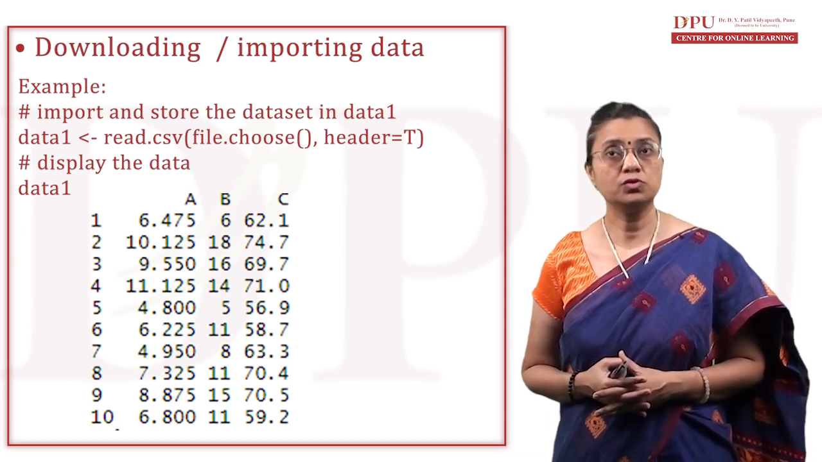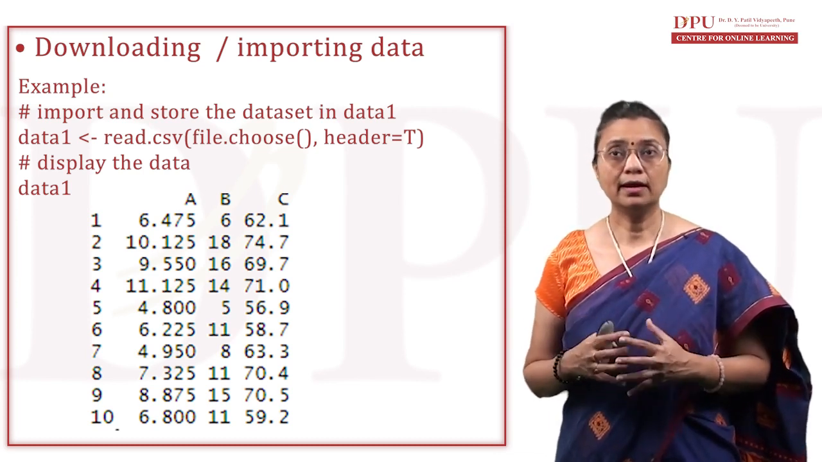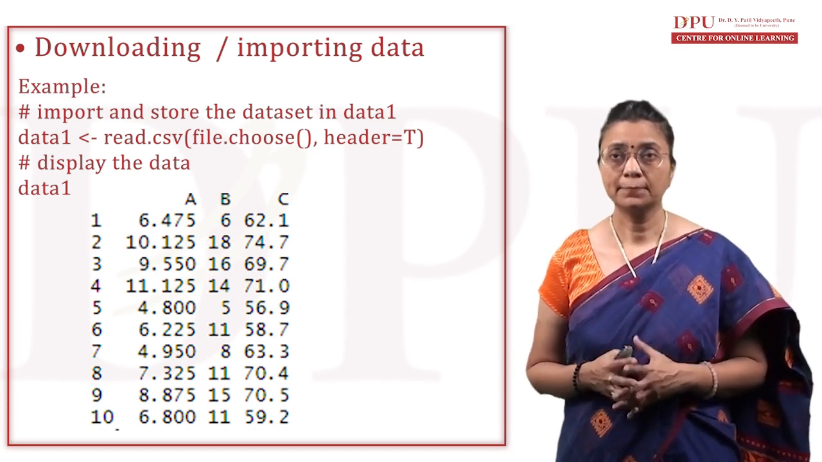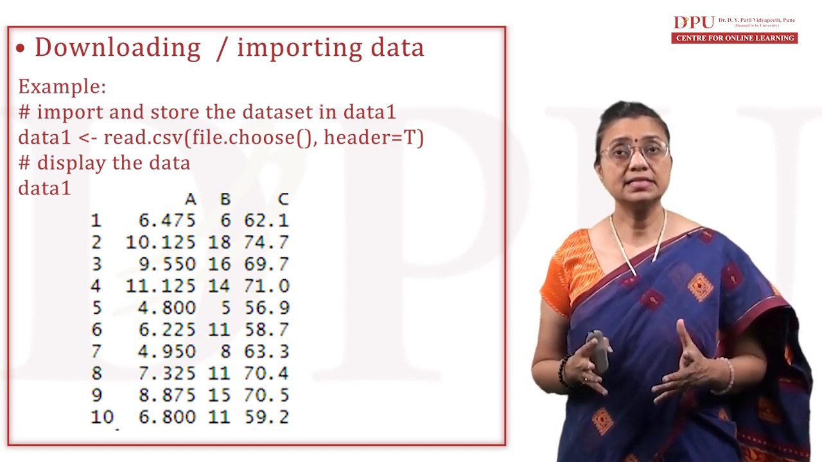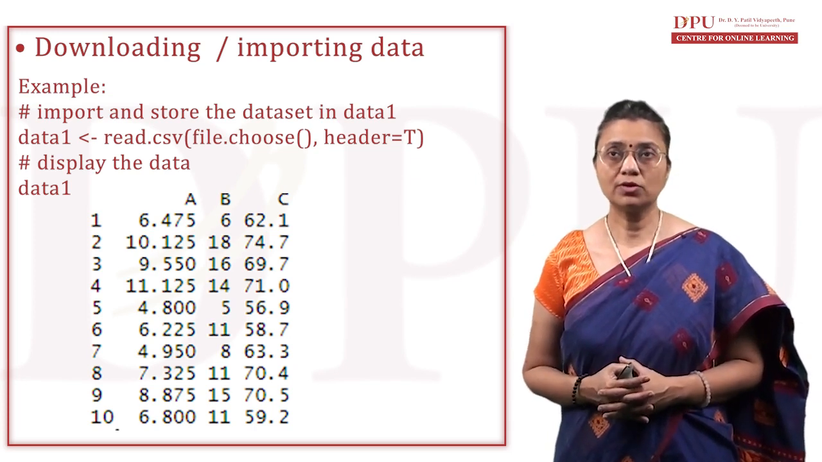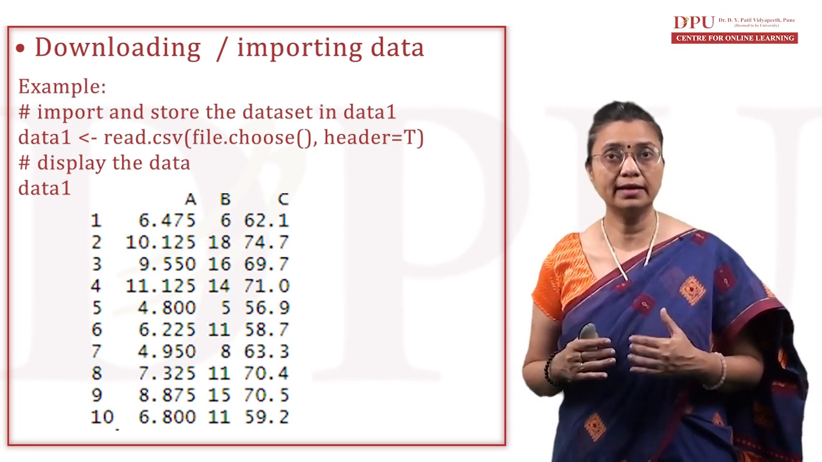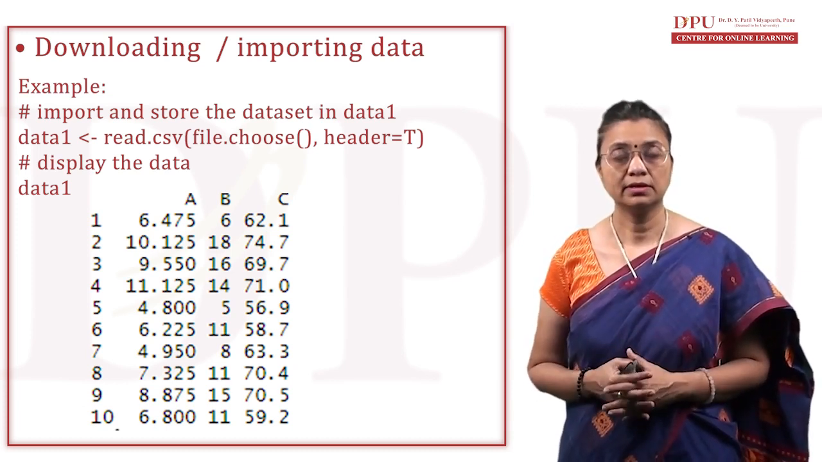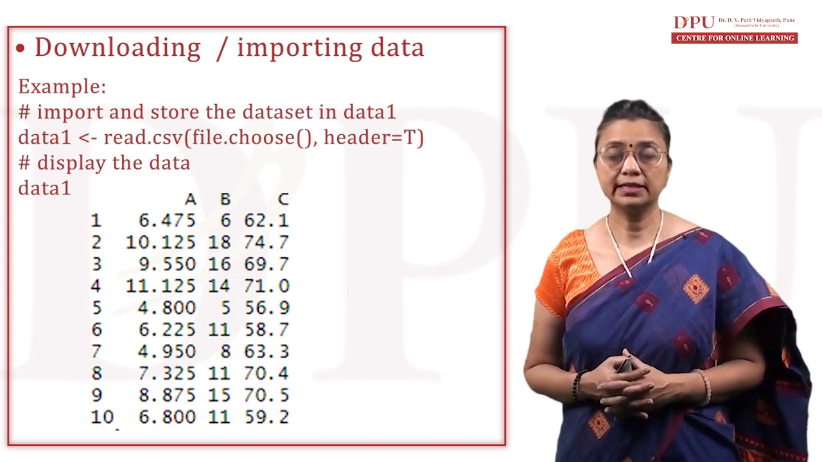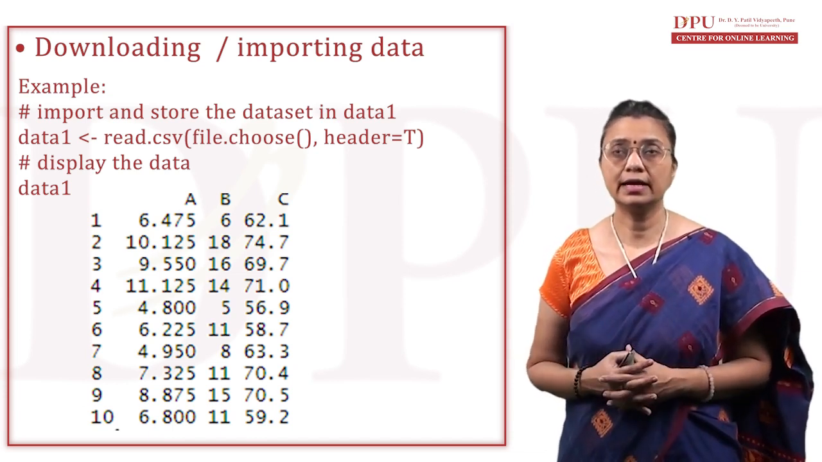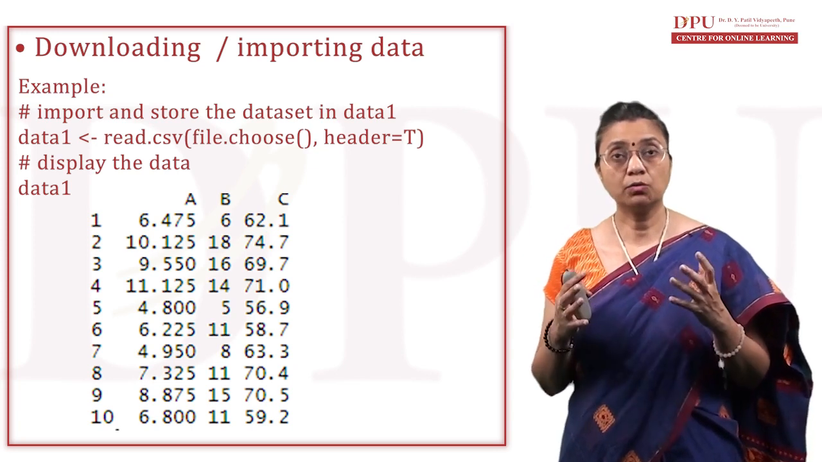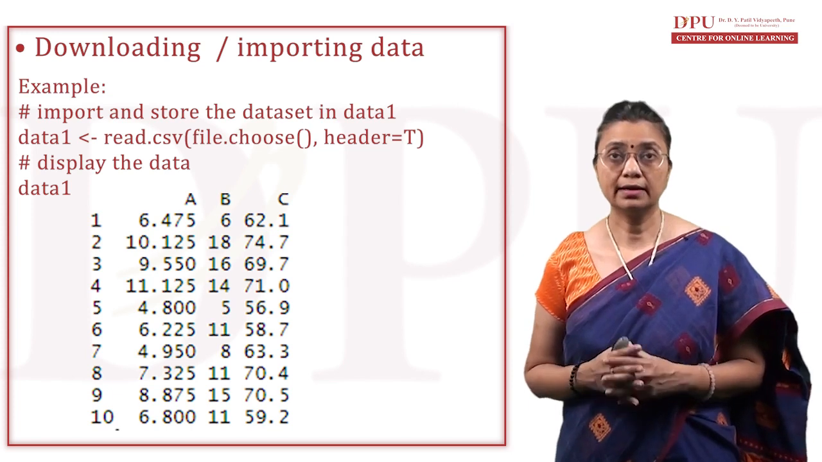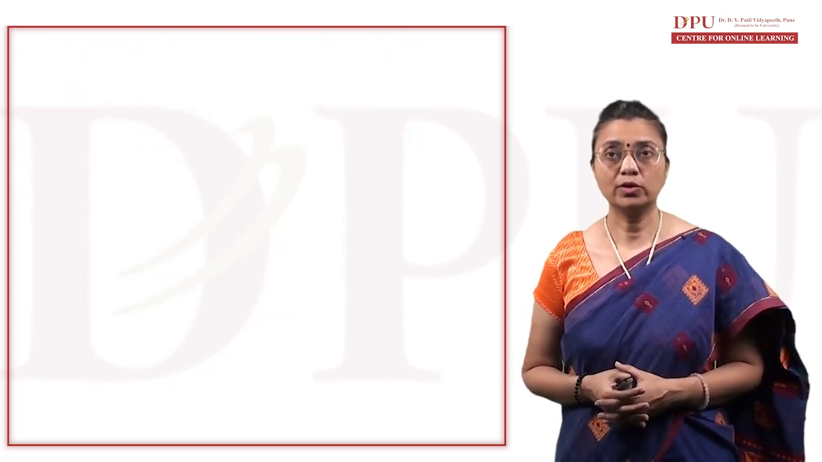In the output also, you can see 1 to 10 are the rows, which is the serial number. A is the first column, B is the second column, and C is the third column. So you can see over here that we have imported the entire Excel file, and we have stored that in data1, and we have printed on the screen. And that is how very easily I'm importing my data, which is there on my computer. I'm loading that data and storing in the data1 variable.